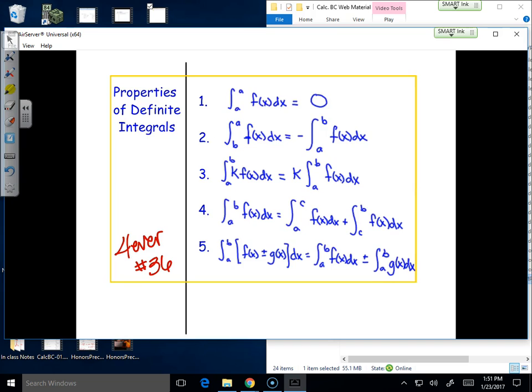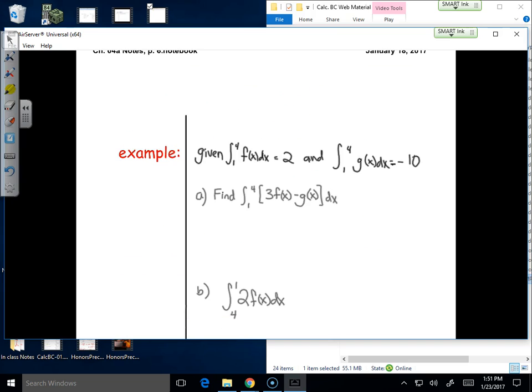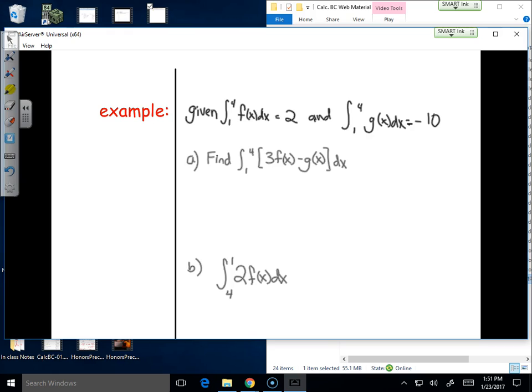Ready? Okay, use your group if you didn't get it all. So, what if you're given these 2 facts? The definite integral from 1 to 4 of f of x dx is equal to 2, and the integral from 1 to 4 of g of x dx is equal to negative 10. P.S. The AP guys love to give you facts without giving you the functions. They try to confuse you with their clues all the time.